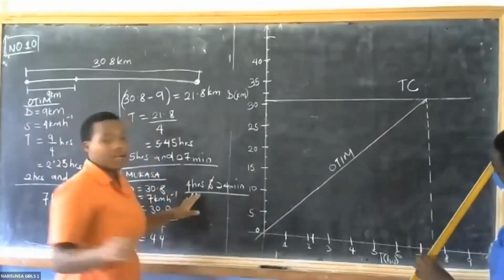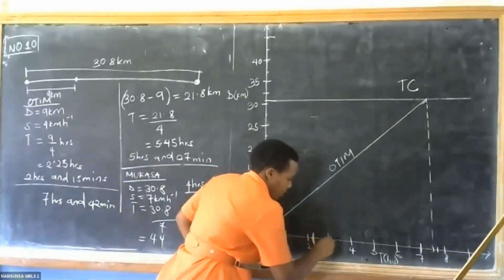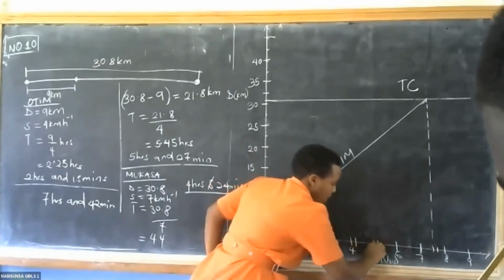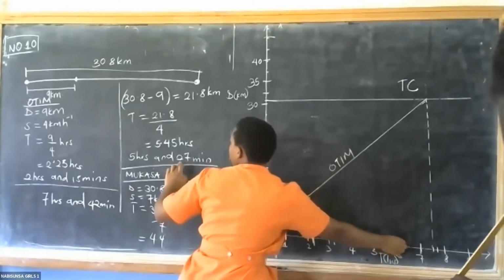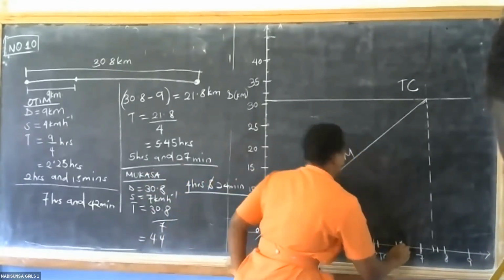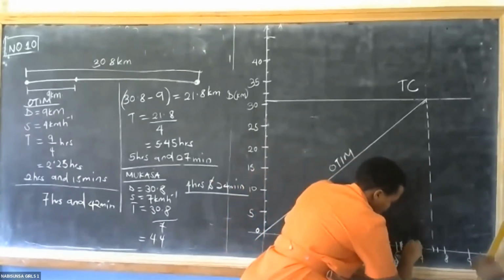So he moved 4 hours and 24 minutes. He came and found the 4 hours. So from here, this is 1 hour. These are 2 hours. These are 3 hours. These are 4 hours. So we add the 24 minutes, which is 15 plus 24, that's 39. It's going to be around here.